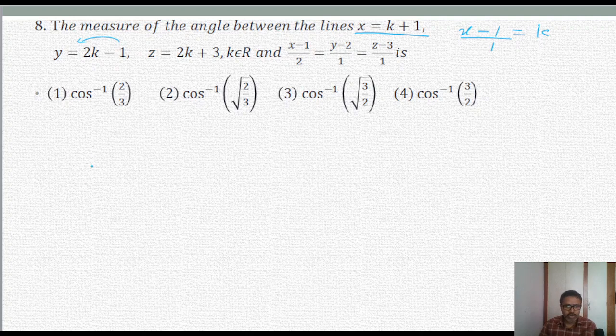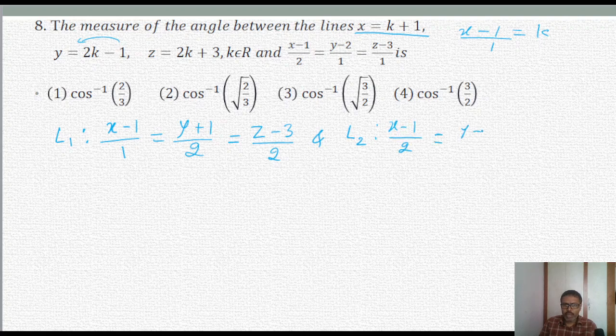Everything will be equal to k. So line 1 can be written in this way: (x minus 1) divided by 1 is equal to k, and k is also equal to (y plus 1) divided by 2. Again k is also equal to (z minus 3) divided by 2. And they have given the line L2 equation: (x minus 1) by 2 is equal to (y minus 2) by 1 is equal to (z minus 3) by 1.